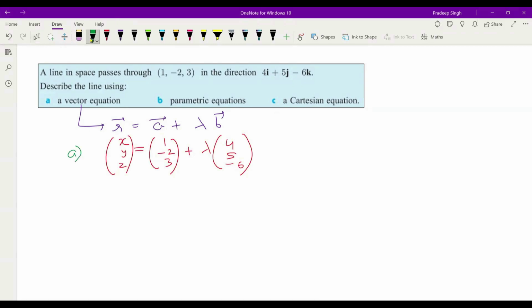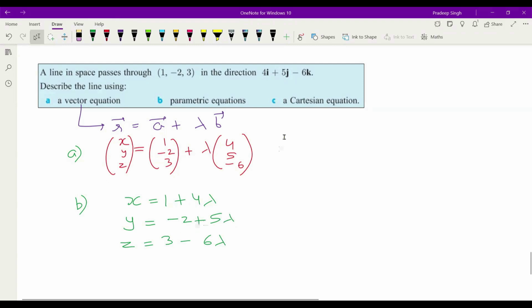Now let's convert the same into parametric equation. So all we need to do is we have x on the left hand side. On the right hand side, we'll have 1 plus 4 lambda. So let's write x is equal to 1 plus 4 lambda. Similarly, y on the left hand side and on the RHS, we'll have minus 2 plus 5 lambda. And similarly, for the z component, we'll have 3 minus 6 lambda. Now, since all these equations are in terms of a parameter lambda, that's why these are called the parametric equations.